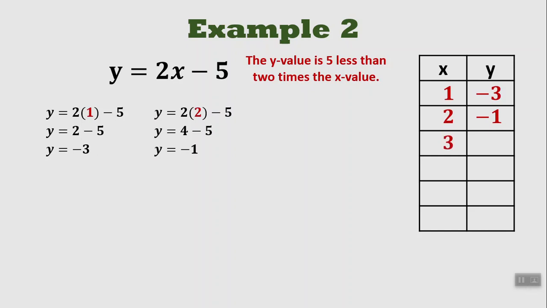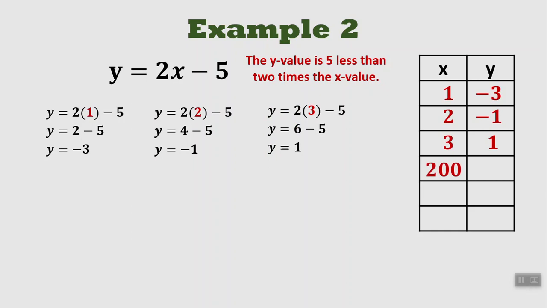What if x was 3? Well, then we would plug in 3 in place of x. You can see, simplifying, we would get 6 minus 5, or 1. So we can go through this process and come up with any set of x and y values that would make that statement true. So that would be solutions to that equation.